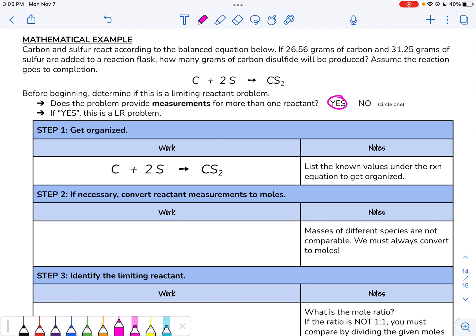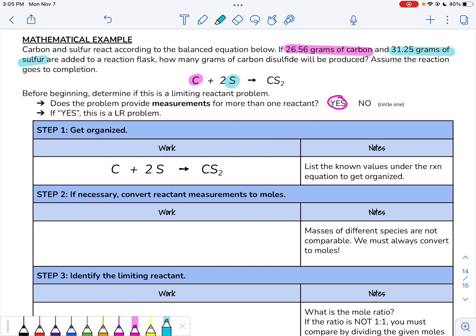Obviously, because this is in our limiting reactant section of the notes, this is a limiting reactant problem. And if we go back and double check, 26.56 grams of carbon is one measurement that I gave you. That's one of our reactants. And then I gave you 31.25 grams of sulfur. That's our other reactant. So I gave you measurements for both of our reactants. That means that yes, this is a limiting reactant problem.